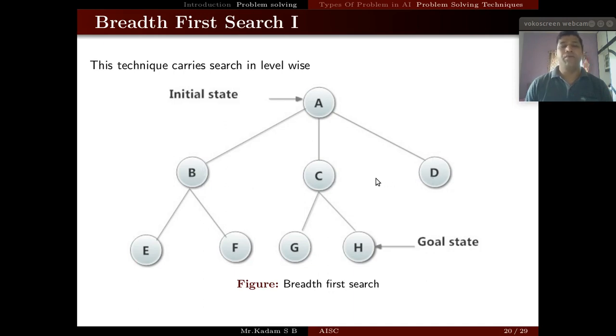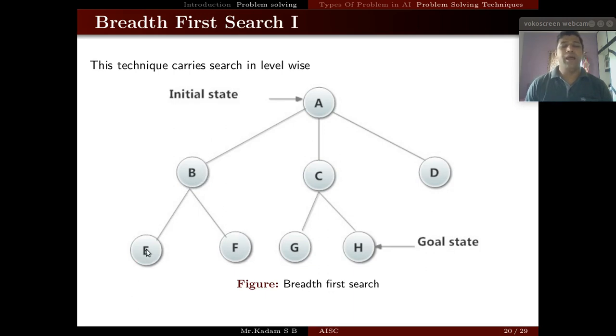Then next, when we check in the searching process, if A is not a goal node, then B is the front element of our queue. So we'll check whether B is a goal node. If B is not a goal node, then we'll check whether it has successors. So B has two successors, E and F.